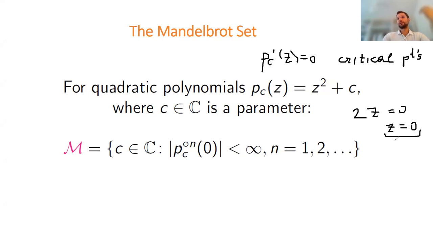So z equal to zero is the critical point, and we define a weird set. Now you have to twist your brain a little bit: I want to consider the set of parameters such that the orbit of this critical point does not escape. This is a definition, and you can define whatever you want. The fact is it's extremely natural, and it allows you to understand everything if you understand this set. The set of parameters for which the critical point does not escape yields the famous Mandelbrot set.